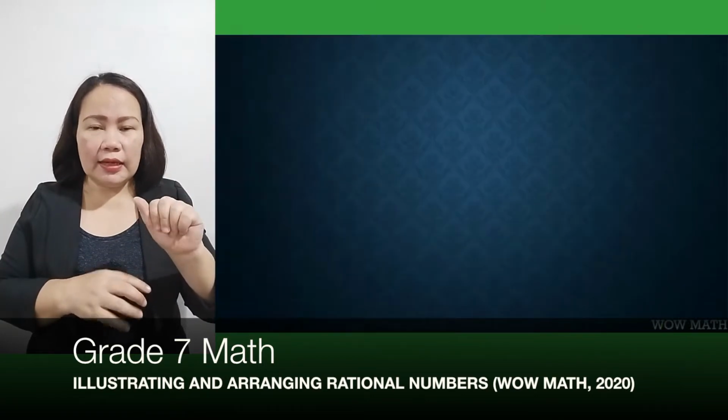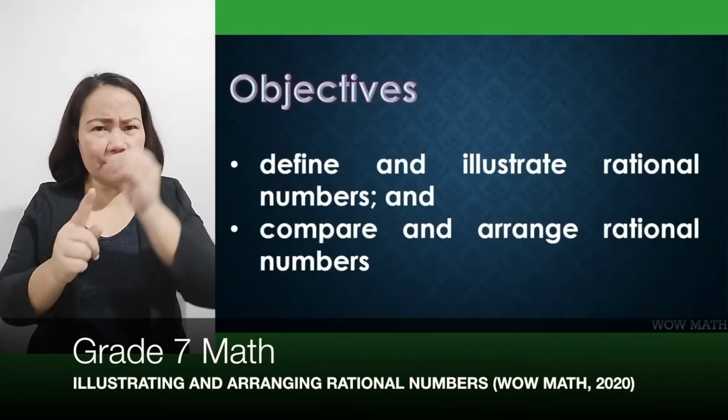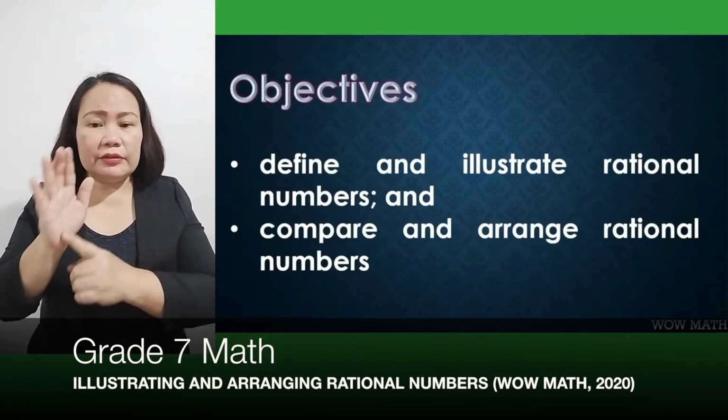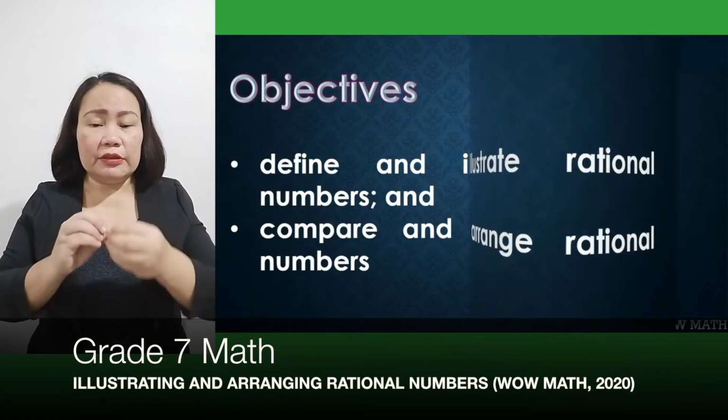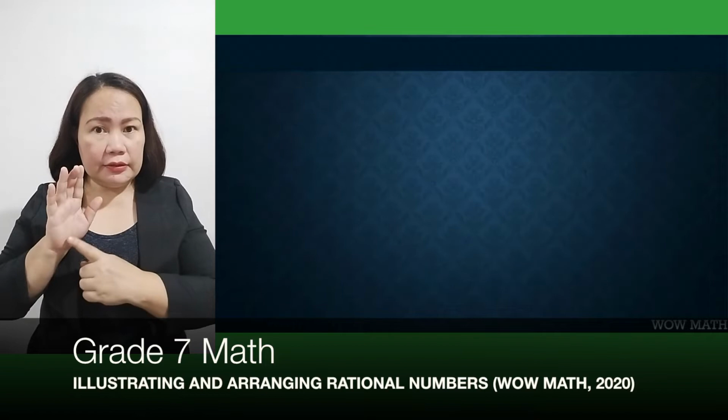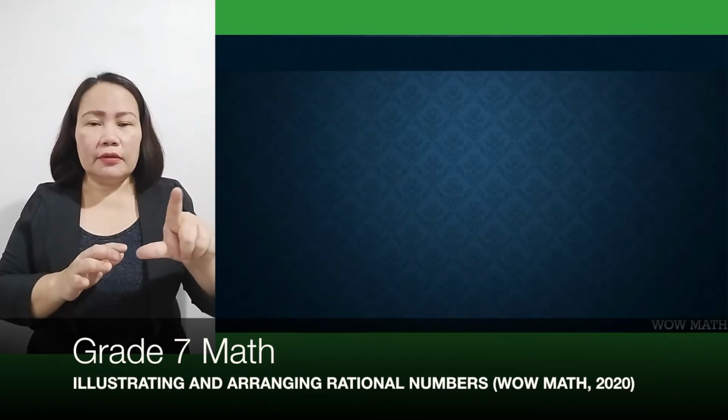So first, what will be our objectives? We will define and illustrate rational numbers and we will compare and arrange rational numbers. So first, let us illustrate rational numbers and the family of rational numbers using Venn diagram.